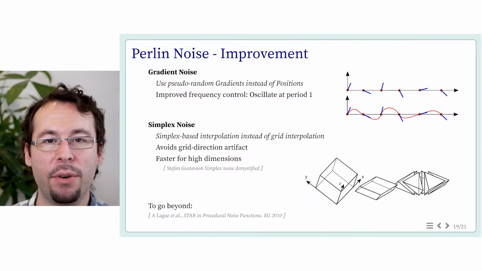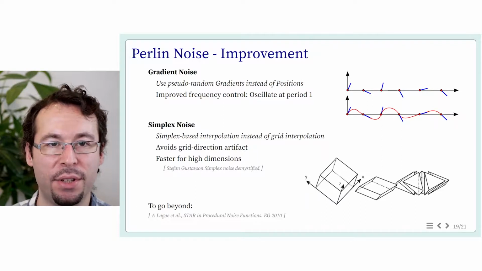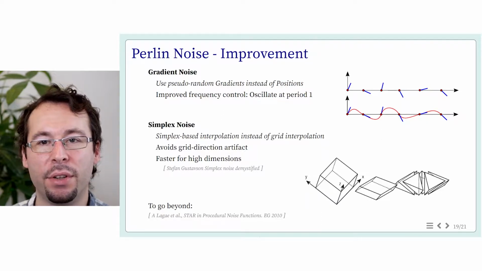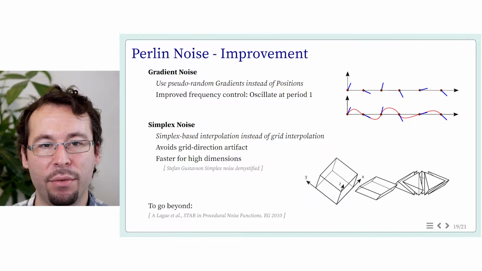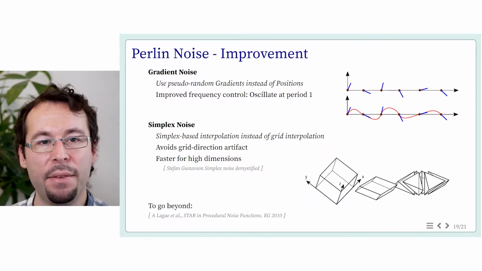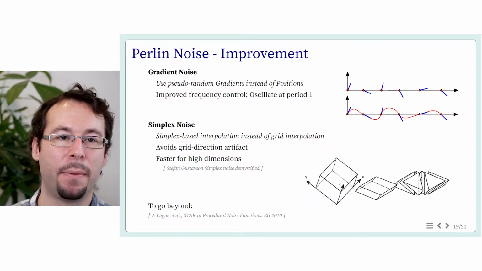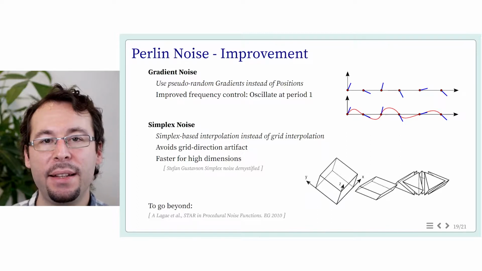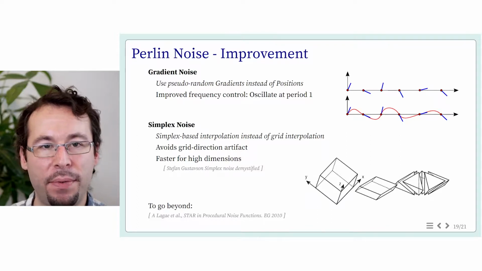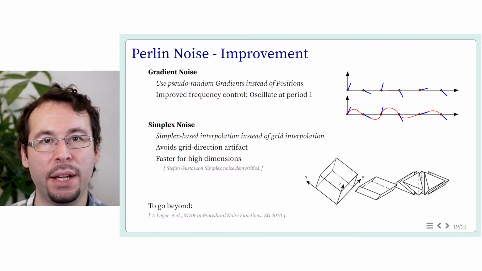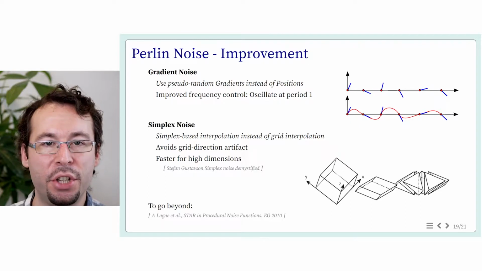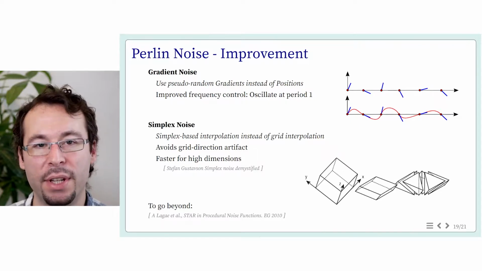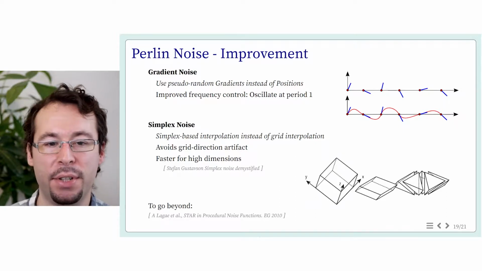The second improvement is the use of the so-called simplex noise. Instead of interpolating the values on a grid in 2D or 3D and so on, we decompose the space into simplexes, which are triangles in 2D, tetrahedrons in 3D and so on. And then we interpolate in these simplexes. This avoids grid directional artifacts and is also faster to perform in high dimensions compared to grid interpolation. Finally, if you want to know more about procedural noises in general, you can have a look at the state-of-the-art from 2010 that categorized other types of noises.